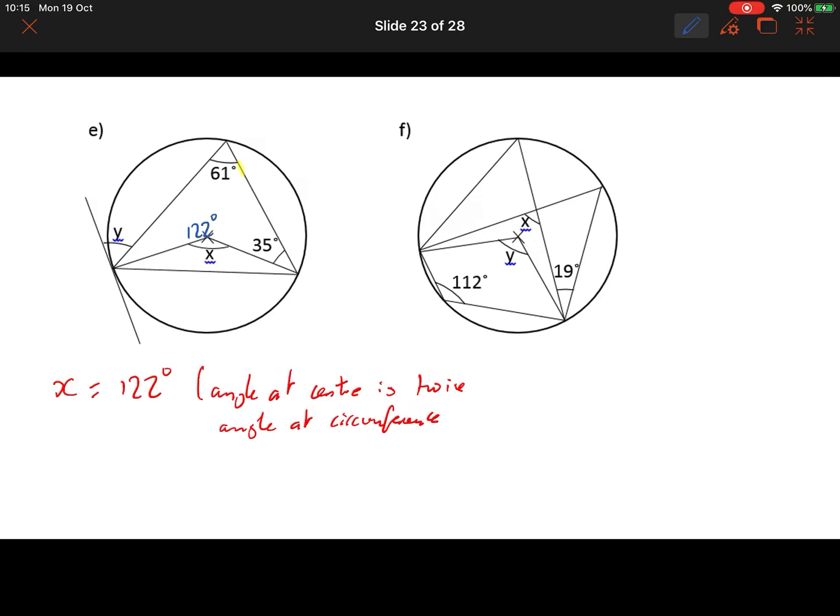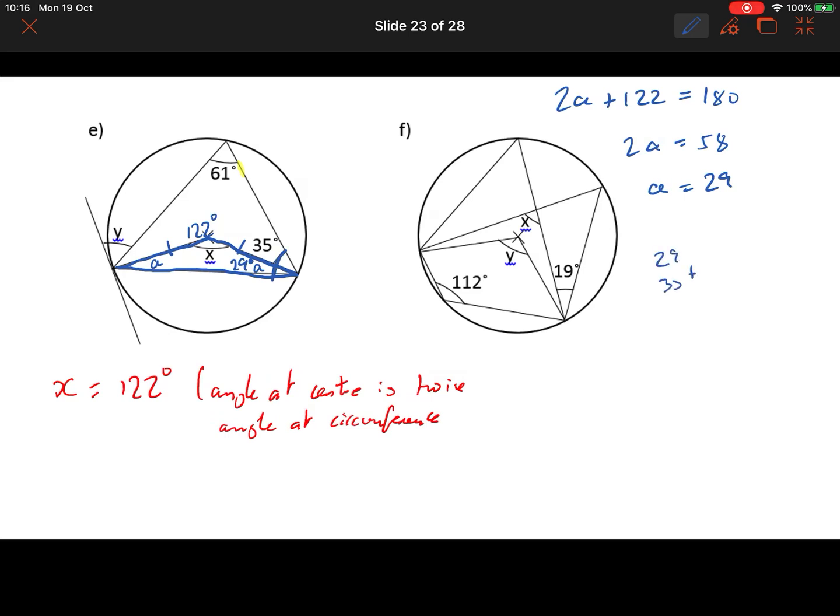There might be other ways of doing this, but since I know that x is 122 degrees, this triangle is isosceles because these are both the radii. So let's call this angle A, then for this is also angle A. 2A plus 122 equals 180. 2A is equal to 58, so A is 29. So this angle here is 29 degrees.